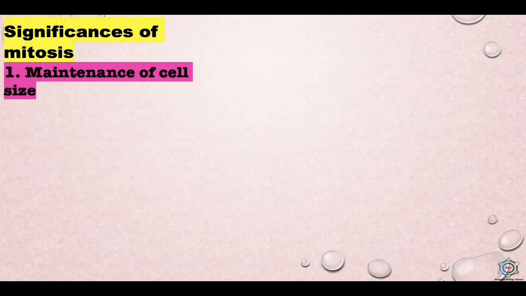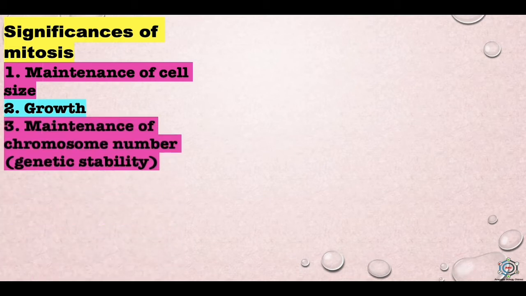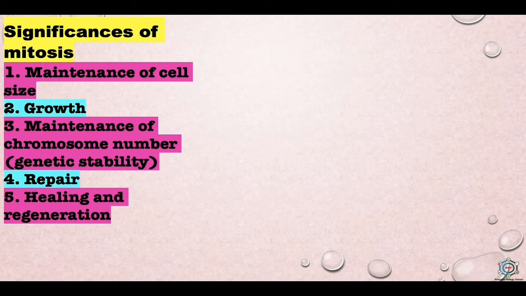Now the significance of mitosis. Mitosis helps to maintain the size of the cell. A cell, when fully grown, divides by mitosis instead of growing further. By mitosis, a fertilized egg develops into an embryo and finally into an adult by repeated mitotic divisions. It keeps the number of chromosomes equal in all the cells of an individual. It provides new cells to replace the old, worn out and dying cells. It produces new cells for the healing of wounds and for regeneration.